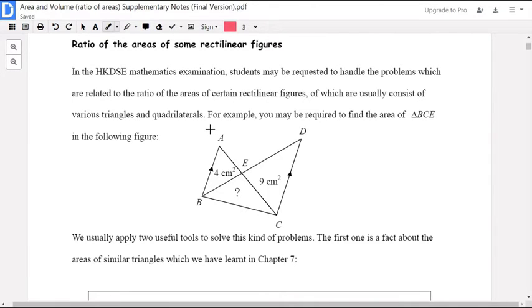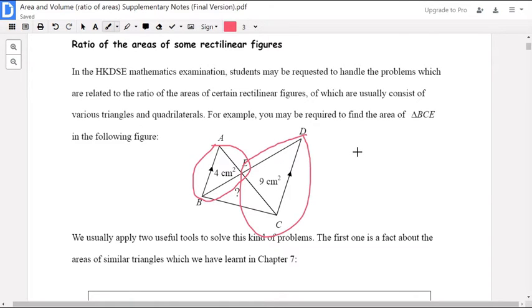Now, for example, you can see in the figure, we have a figure ABCDE, and suppose the area of triangle ABE here is 4 cm², and we know that the area of triangle DEC is 9 cm². So, how do we find the area of the triangle EBC?